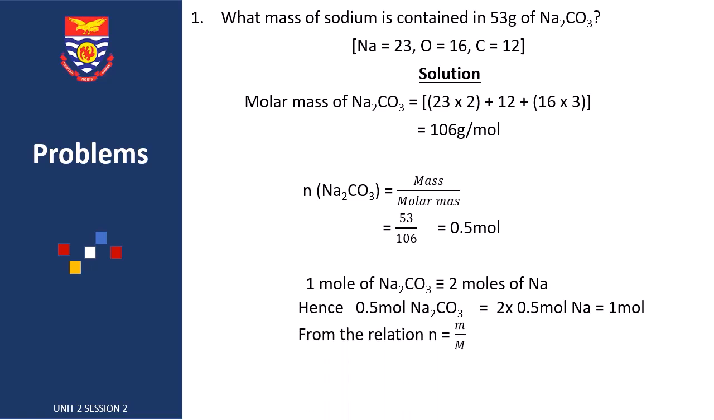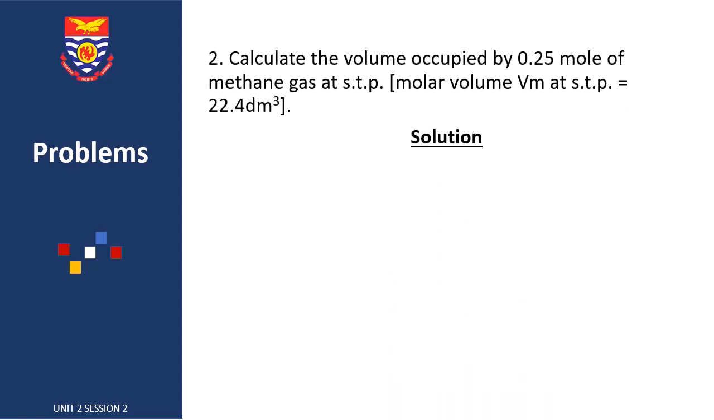Knowing the moles of sodium, we can now use our relation for the number of moles. Then we do a change of subject to make mass stand alone, because this time round we know the number of moles of the sodium and we know the molar mass. We are using the atomic mass as the molar mass of the sodium. So when we do such substitution, we have 23 grams of sodium as the mass in 53 grams of sodium carbonate.